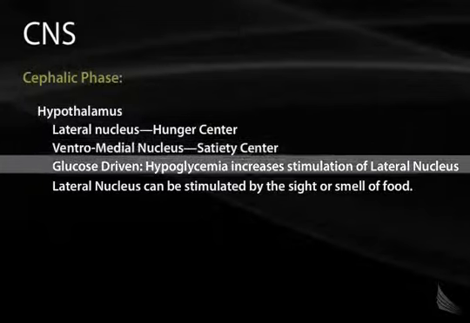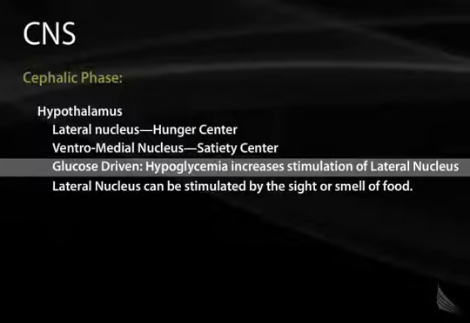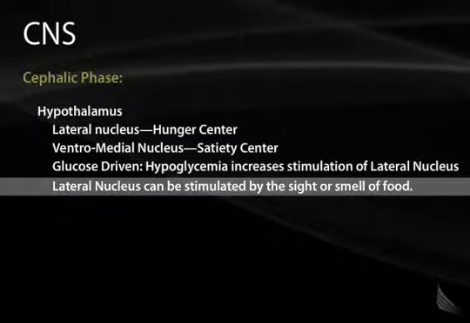So with glucose, hypoglycemia increases stimulation of the lateral nucleus, resulting in increased hunger. The lateral nucleus can also be stimulated by sight or smell of food. This becomes important especially when patients lose the sense of smell and therefore have decreased hunger because they don't have stimulation of the lateral nucleus occurring.